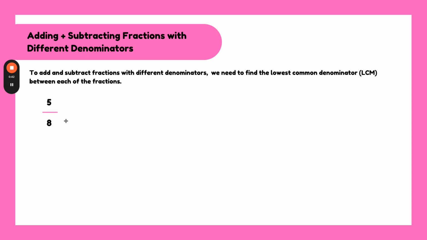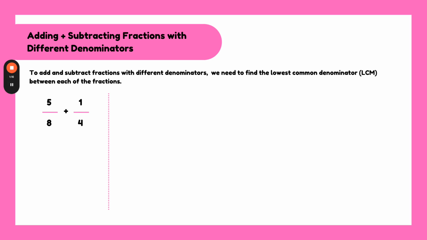So as an example, we have the sum of two fractions, 5 over 8, or 5/8, add a quarter, or 1 over 4. So we have two different fractions. We have 5 over 8 plus a quarter, or 1 over 4. Now, if we want to add both fractions, we first need to find the lowest common denominator.